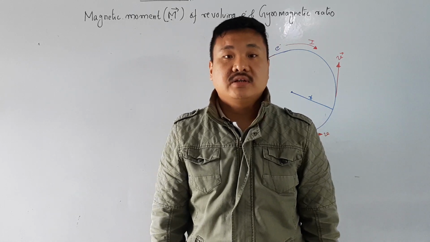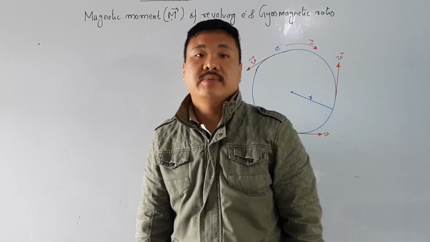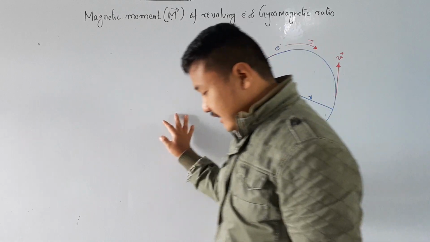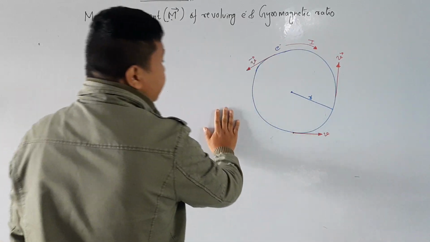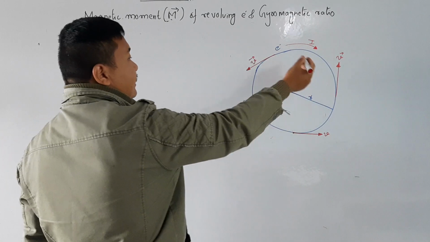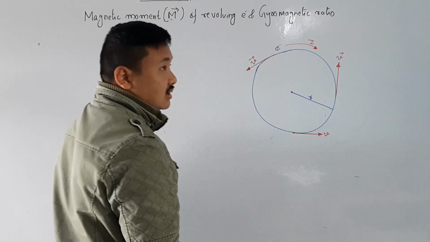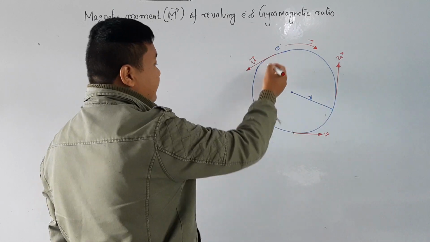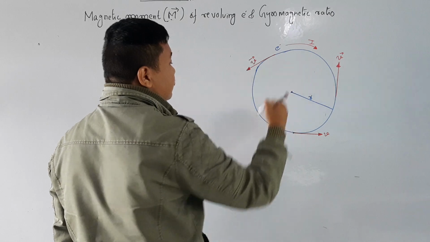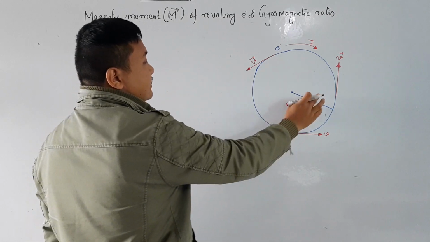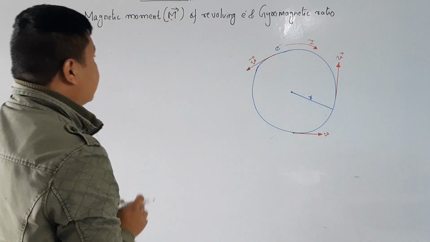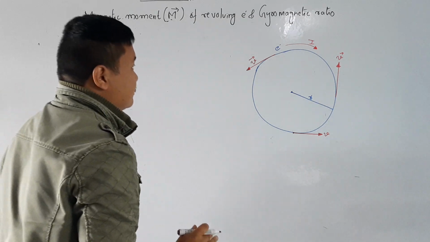Magnetic moment of a revolving electron and the gyromagnetic ratio. We have considered a revolving electron in a circular path. So this electron is revolving in this circular path whose radius is r. Okay, so small introduction is this one.